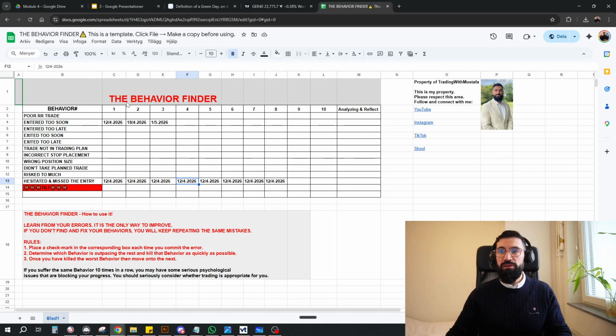All right, that's about it for the explanation of the behavior finder. Feel free to use it. The link to this Excel file is down in the description. The only thing you need to do is click on the file and make a copy before you use it, so you can create your own and readjust your colors and make it fit yourself and your needs in trading.